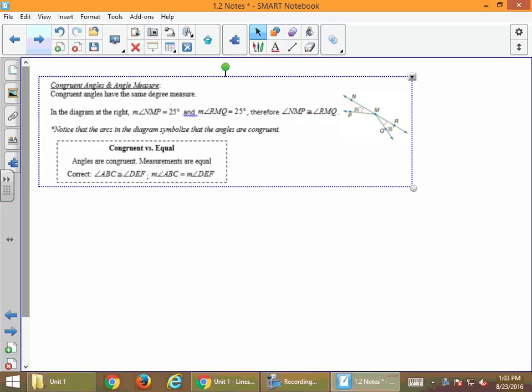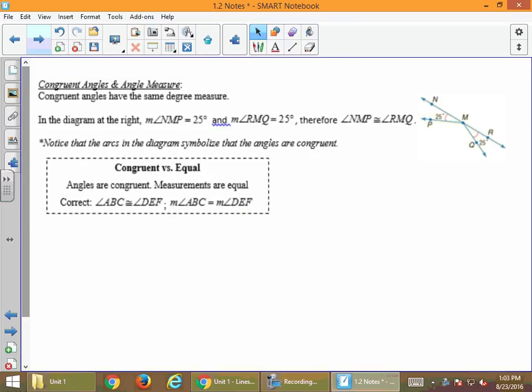We did a little bit yesterday with congruent versus equal in angle measures. The other day we did it on segments. Now we're talking about angles. So we've got a diagram to the right over here. This little M stands for measure. Anytime you see a little M in front of something, it stands for measure. So the measure of angle NMP is 25 degrees, and the measure of angle RMQ is 25 degrees. If they're both 25 degrees, what do you know about the angles? Yeah, they're going to be congruent. So I could say that this angle is congruent to that angle, because they have the same values.